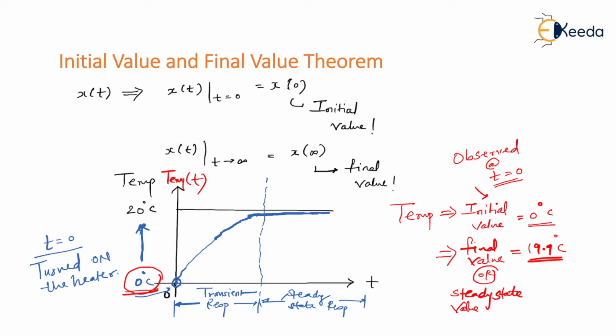Then what is 20 degree centigrade? 20 degree centigrade is something we want our temperature to be at. Therefore 20 degree centigrade is known as a reference value.